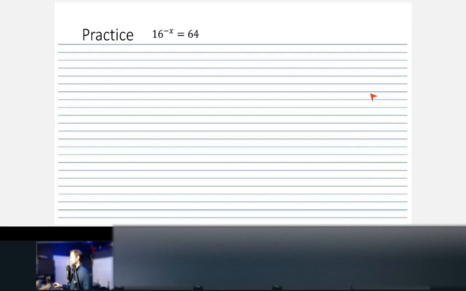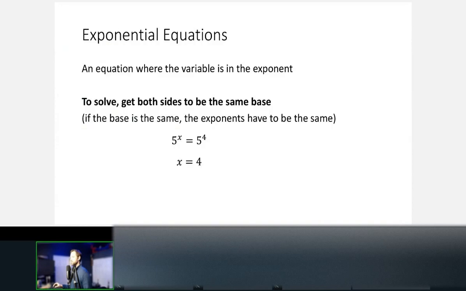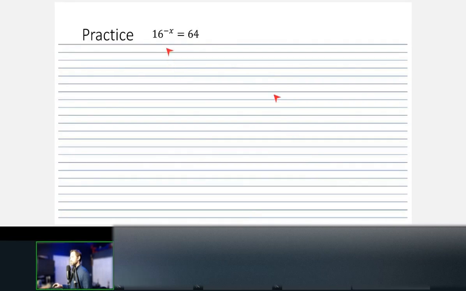Doing the negative exponents rule and going backwards. Well, no, that wouldn't really help us because it would just make it 1 over 16 to the x power. Remember, let's go back to this page. Remember, our goal here is to get both sides to have the same base. That's what we're trying to do. Are these bases the same? No. So let's try to make them the same.